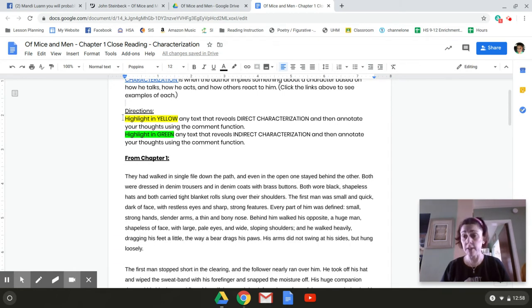So the directions for this assignment, I want you to highlight in yellow any text that reveals direct characterization and then annotate your thoughts using the comment function. And then highlight in green any text that reveals indirect characterization and then annotate your thoughts using the comment function.